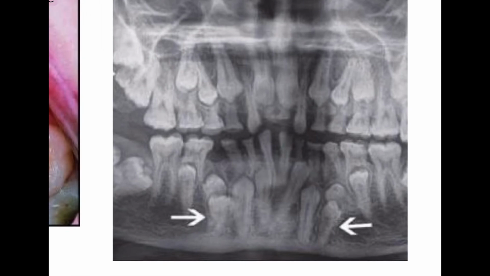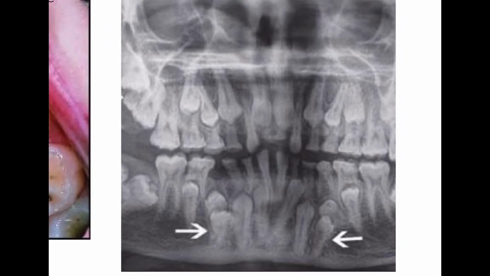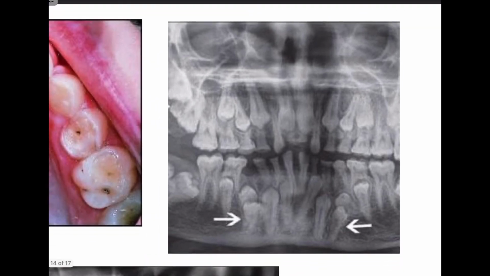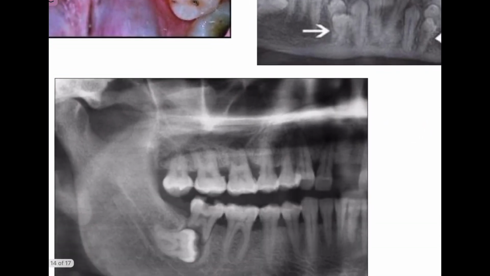Again, the next example is an OPG, wherein we can see there are impacted canines, impacted incisors, and impacted premolars as well, in the upper as well as in the lower. Again, this is an example of a rare condition, progeria, wherein multiple impacted teeth are seen.